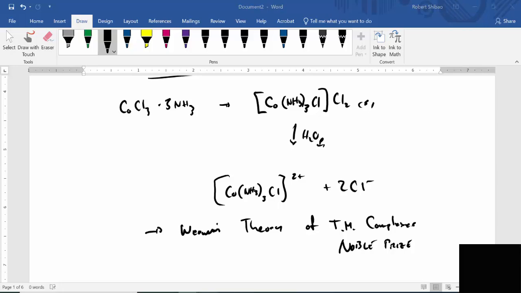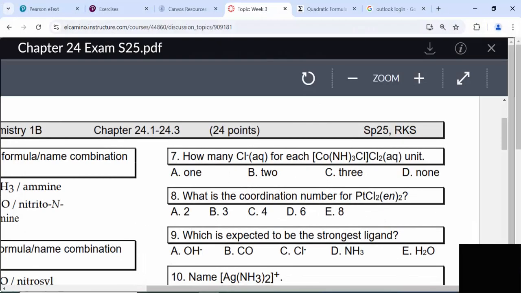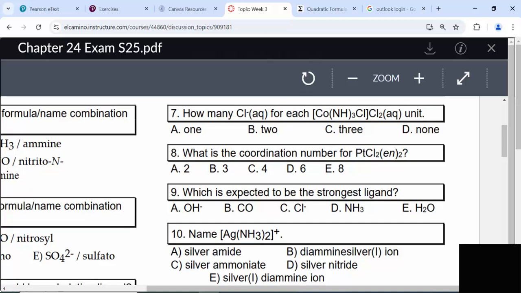So I screwed up on this, I just copied and pasted it, so there was a typo in there. Sorry about that. Just realized that now. What is the coordination number of that? Well, name that. Can you name that for me?